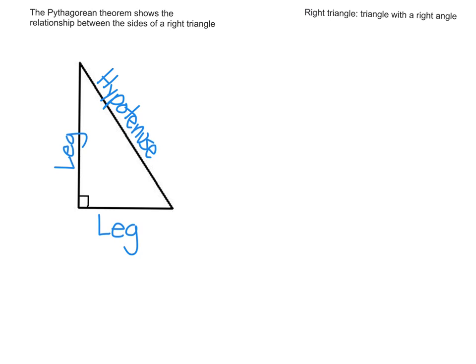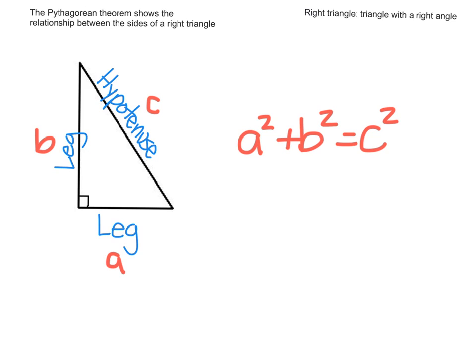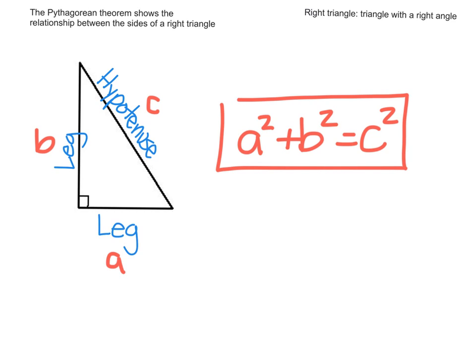The Pythagorean theorem tells us that if we call our legs A and B, and these are interchangeable, and we call our hypotenuse C, then the length of A squared plus the length of B squared equals the square of the length of C. You'll see this formula probably throughout your life. A squared plus B squared equals C squared. Again, this only holds true for right triangles, where A and B are the interchangeable legs and C is the hypotenuse, or longest side, the one across from the right angle.